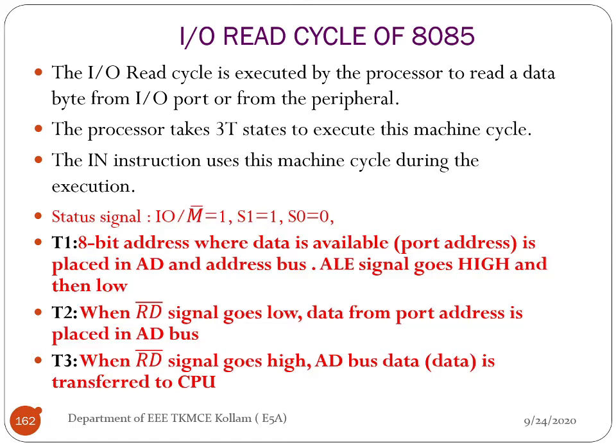Corresponding to I/O read, the status signals are IO/M bar equal to 1, S1 equal to 1 and S0 equal to 0. It is to be noted that the port address width is only 8 bits. So both the address bus and the address data bus carry the 8-bit address during the first clock cycle. The address bus carries this port address during the remaining clock cycles also.